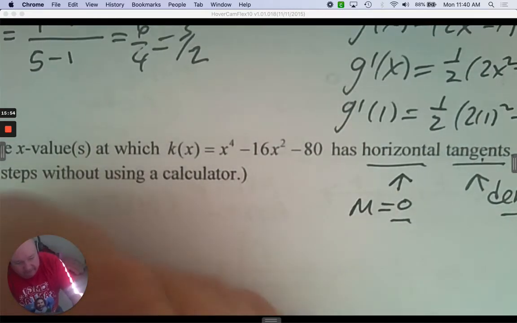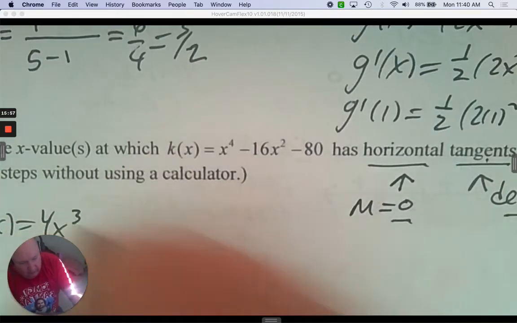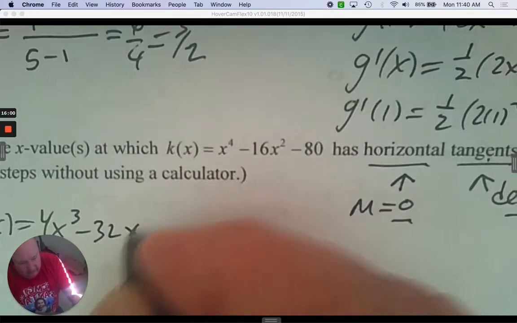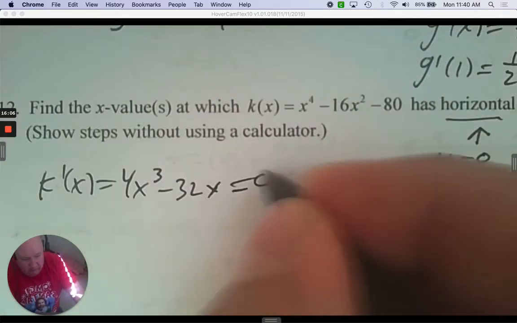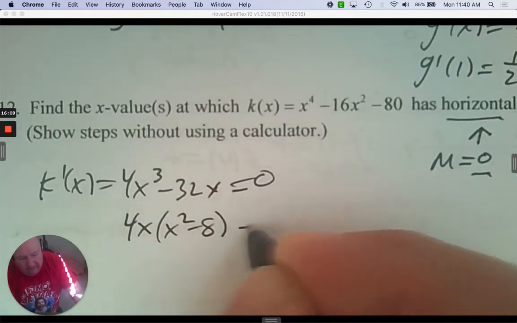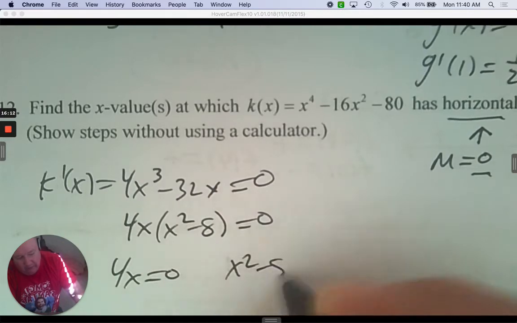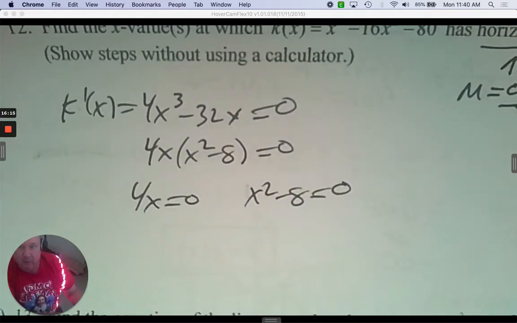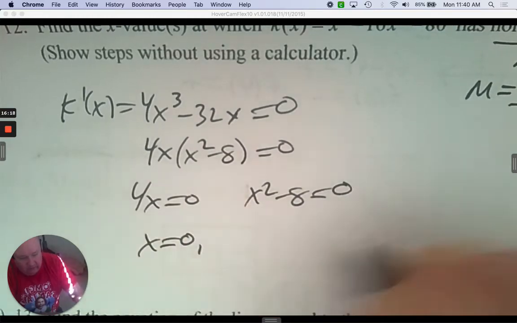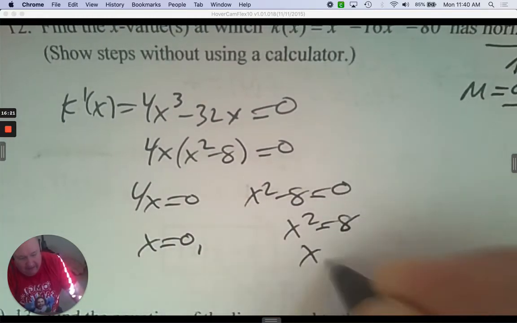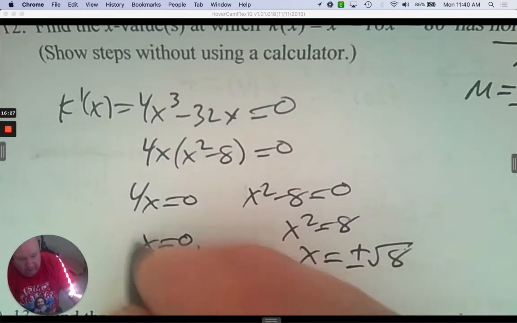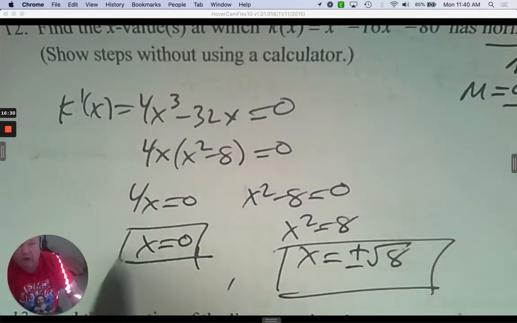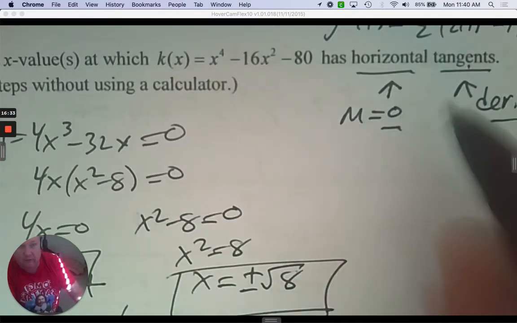Take the derivative. That is 4x cubed minus 32x. Take the derivative equal to 0, because the horizontal line has a slope of 0. Factor out a 4x. And then take each factor equal to 0 and find the x values where we have horizontal tangents. So one answer is 0. If I add 8 and take the square root, recognize that when you solve a quadratic, the answer could be positive or negative. So that's one answer. These are two more answers. Those are all three. At those x values, the slope is 0, which means we have a horizontal tangent there.